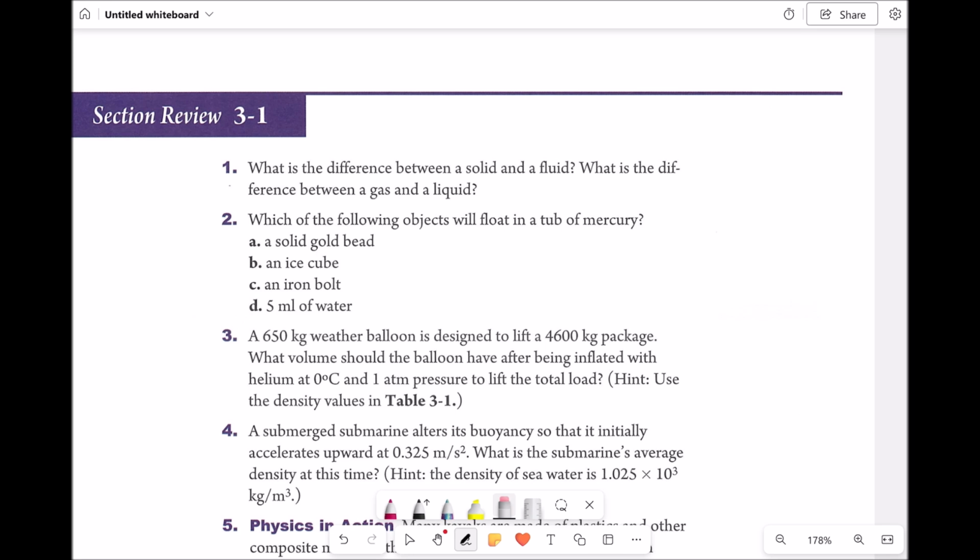Question 1 says, what is the difference between a solid and a fluid? A solid cannot flow and it cannot change its shape, but a fluid can change its shape and it can flow too. What is the difference between a gas and a liquid? A liquid, guys, has a definite shape, but a gas doesn't have a definite shape.